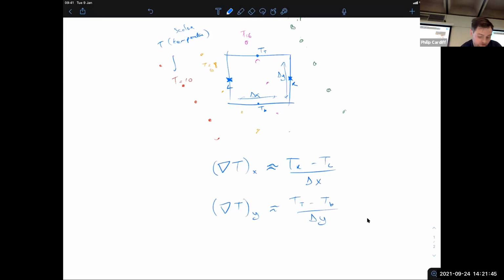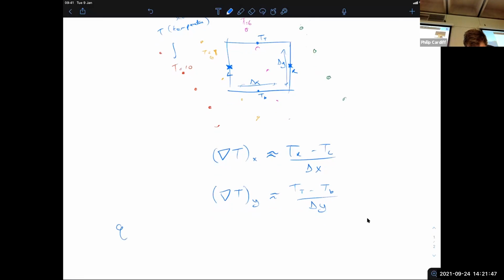So why do we care about the gradient of temperature, for example? Well, heat flux Q is equal to minus K times grad of T. So grad of T is a vector. K is the thermal conductivity.